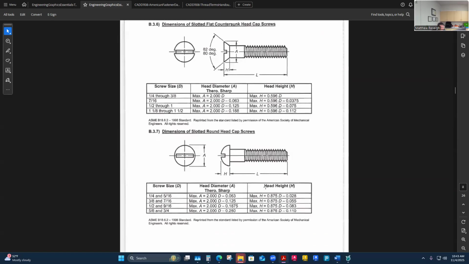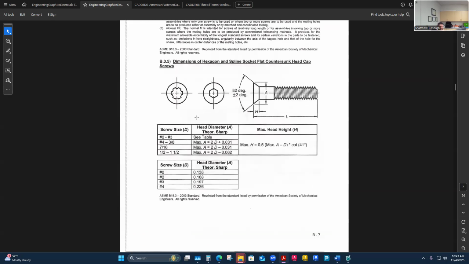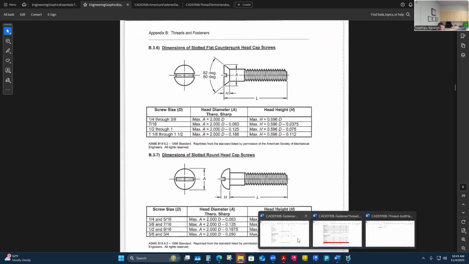Let me see if I added one that's a little bit more simplified. Yeah, okay, so here's a little bit of a difference. Here is the different bit that fastens these down, whether it's an Allen head, a hex head, or a spline head bit. What if it was just a slotted fit? I don't know if our chart accounts for that. Let me check this real quick.